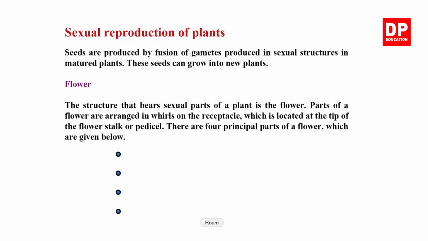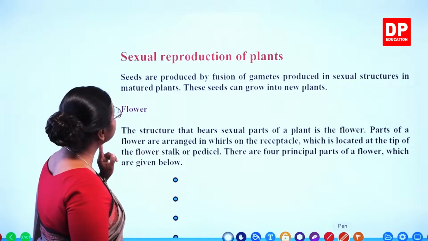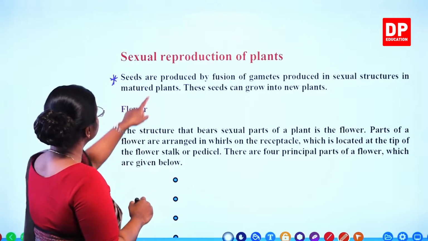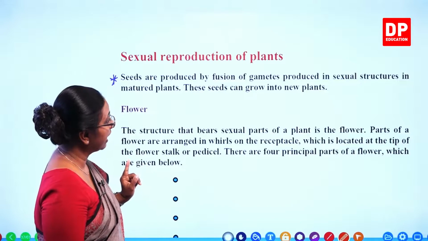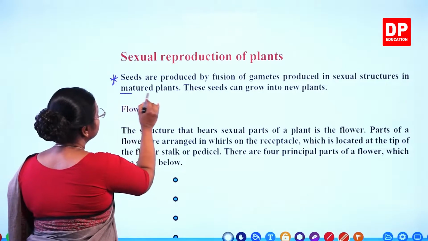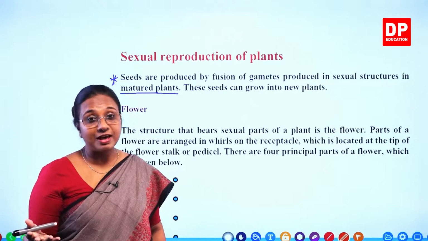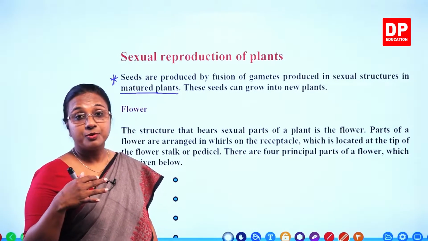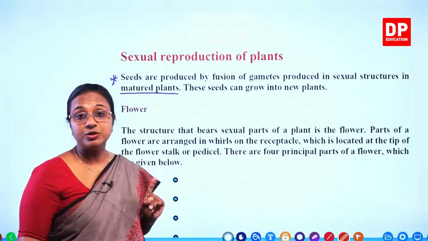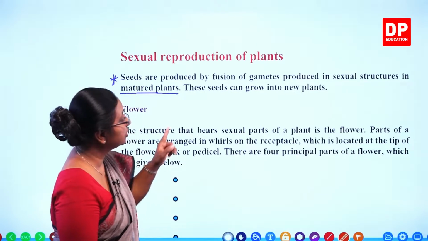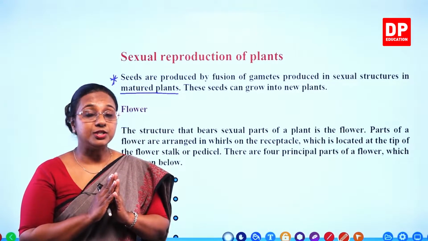So here you can look at the explanation. Sexual reproduction of plants. Seeds are produced by fusion of gametes. So these are terms that you need to remember, students. Seeds are produced by fusion of gametes produced in sexual structures in matured plants. So although the young plants also have flowers, they start producing flowers, but the fertilization and the reproduction process will take place only in the matured stage. So reproduction in matured plants, and these seeds can grow into new plants. That is what you need to remember.